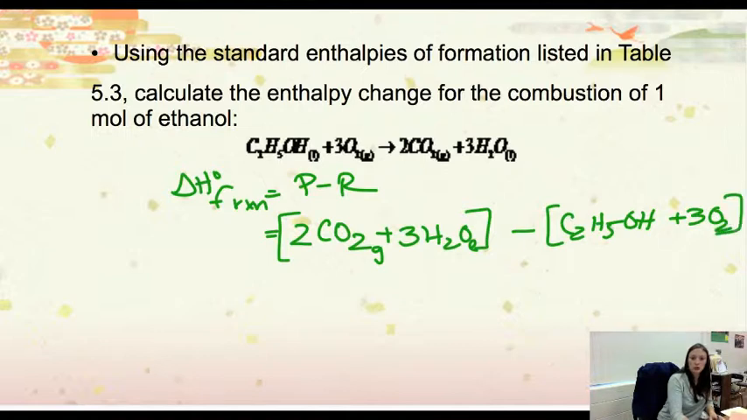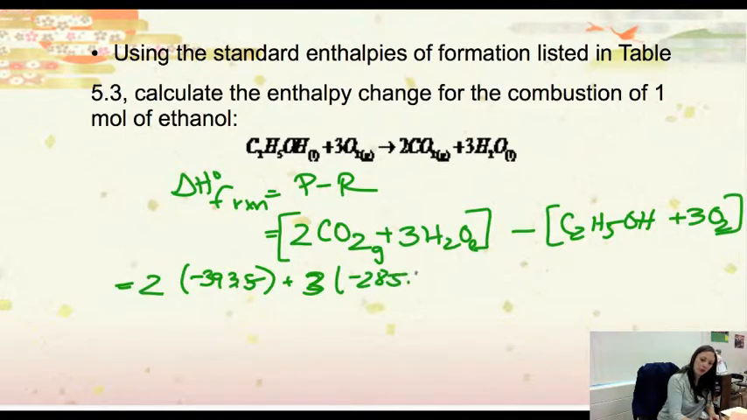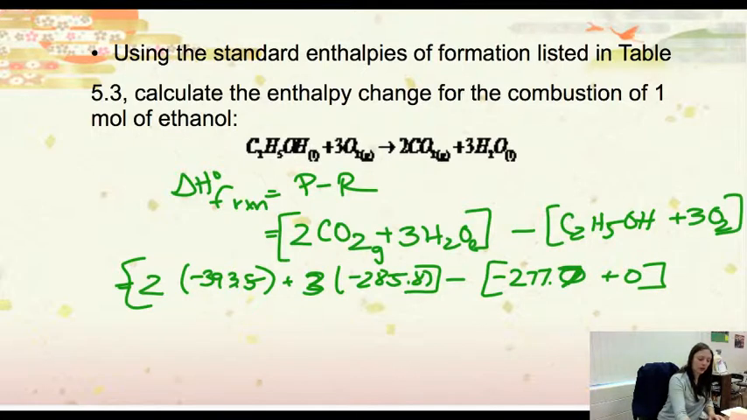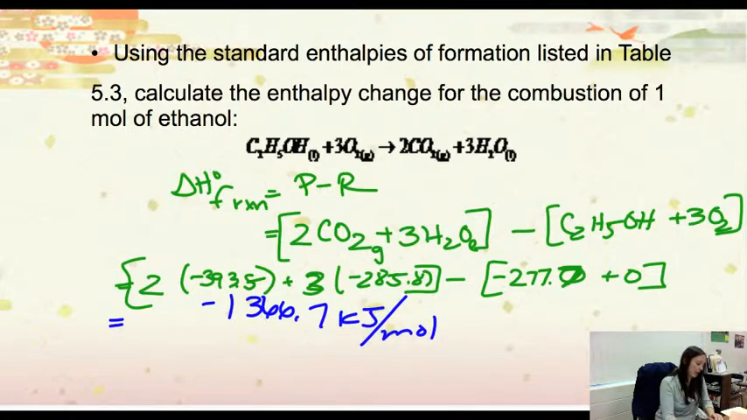So I'll look up my numbers. Carbon dioxide, I'm going to take 2 times that, which is negative 393.5, plus 3 times water. Water is negative 285.8. Subtract then my ethanol, which is negative 277.0, or 277.7, sorry. And O2, as always, is 0 because it doesn't take anything to put that one together. Add all my numbers up, and I should get negative 1,366.7 kilojoules per mole. Go ahead and try the last 2.